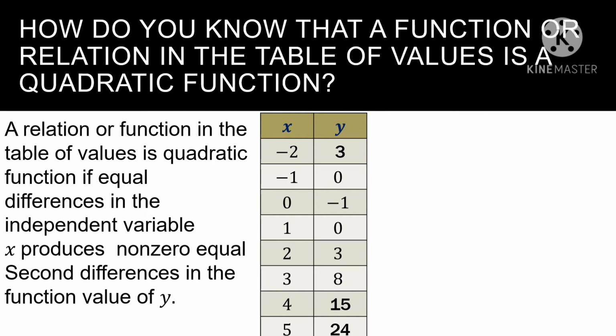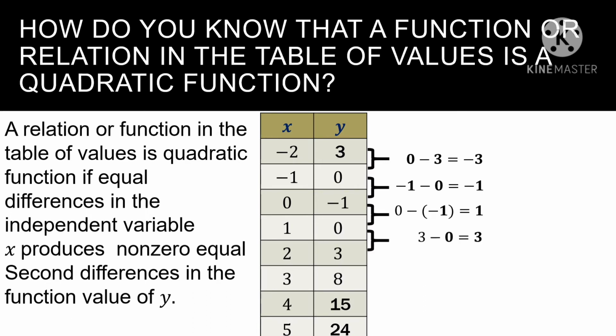So ang gagawin, we have to subtract yung magkasunod. 0 minus 3 is negative 3. Negative 1 minus 0 equals negative 1. 0 minus negative 1 equals 1. Then 3 minus 0 equals 3. Then 8 minus 3 equals 5. Then 15 minus 8 equals 7. Then 24 minus 15 equals 9. So that is the first differences. They are not equal, they are not the same.